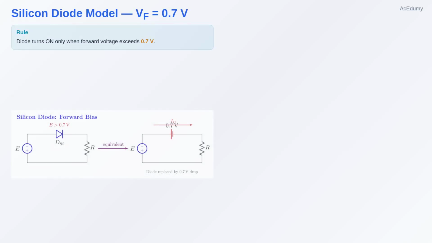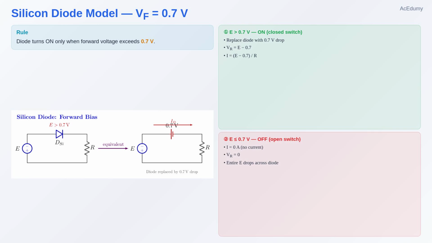Let us start with the silicon diode, which is by far the most common. A silicon diode has a forward voltage of 0.7 volts. This is the toll it demands before it lets any current through. Imagine a simple source, a voltage source E, a silicon diode, and a resistor R. Now, there are exactly two scenarios. Scenario 1. E is greater than 0.7 volts. The diode says, okay, you have paid the toll. I will let you pass.